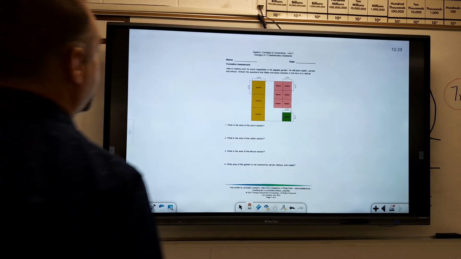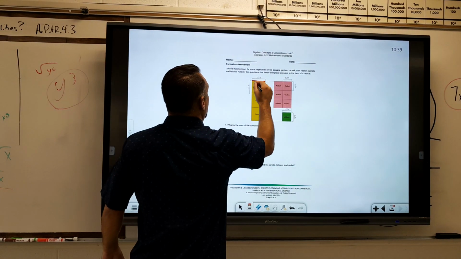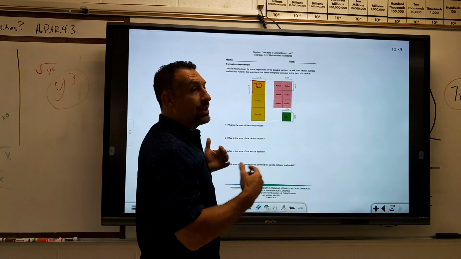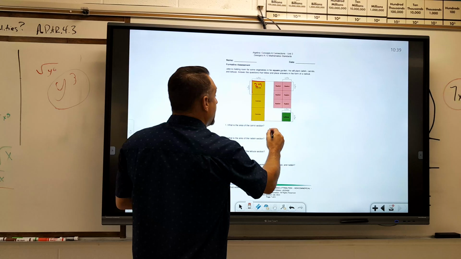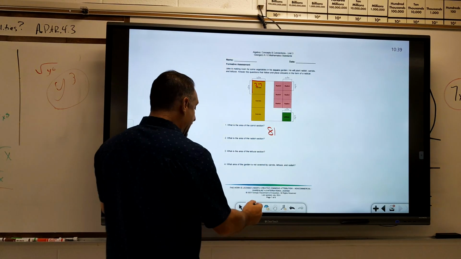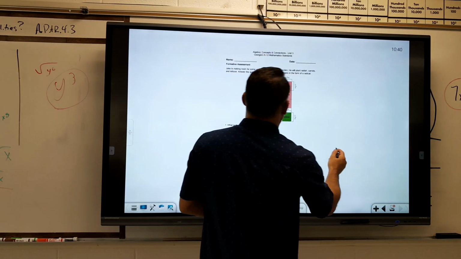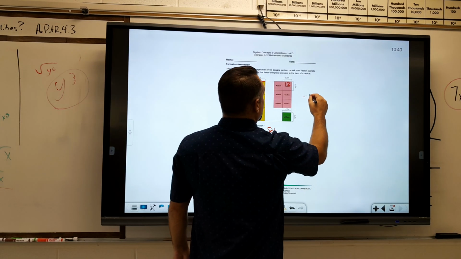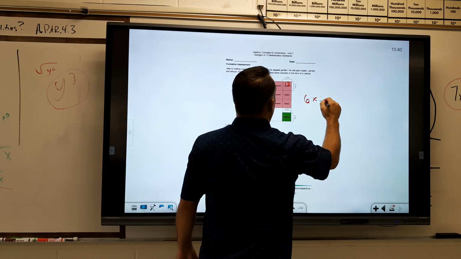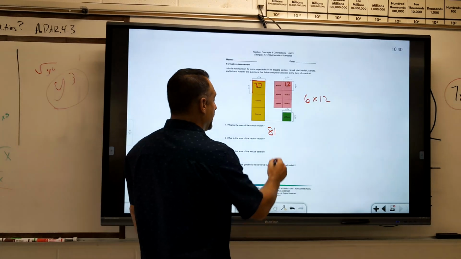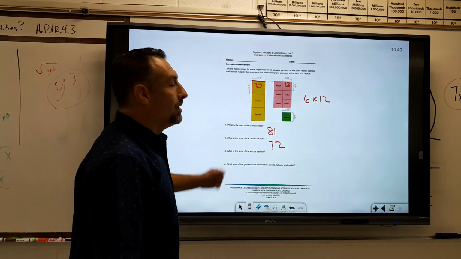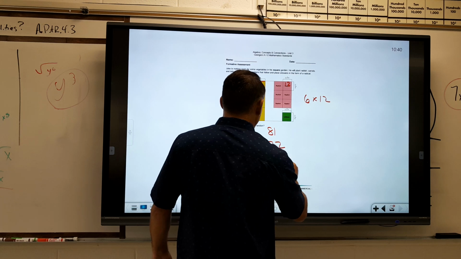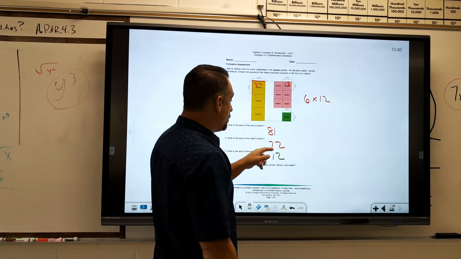Real quick, the area of the carrot section. If I multiply that one times that one, you get 27. Each of these little boxes is 27. So the total area of the carrots is 81. The area of the radish section, each one of these is 12. There are 6 of them. 6 times 12 is, I'm not sure, 72. The area of the lettuce section is also 12. 2 root 3 times 2 root 3 gives you 12.